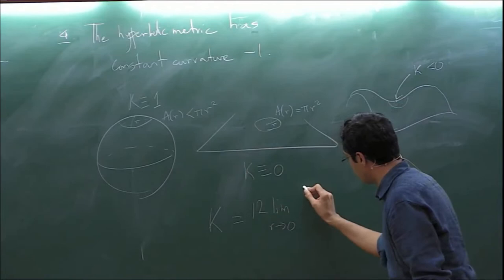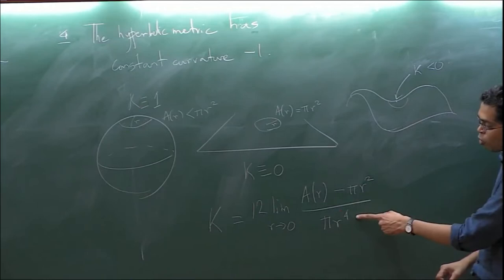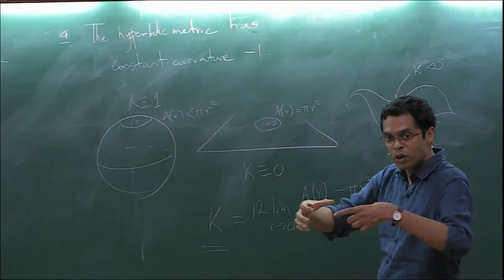So if you look at the area of the disk of radius r and look at the deviation from pi r squared, it's a fourth order thing. If you divide by pi r to the 4 and multiply by 12, this actually gives you the Gaussian curvature at the point. So this is all at a point. You look at disks growing, of a certain radius.